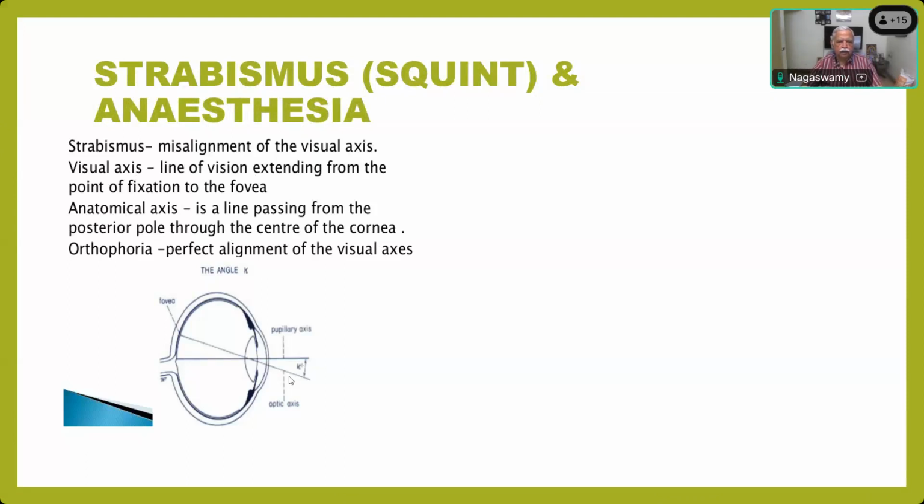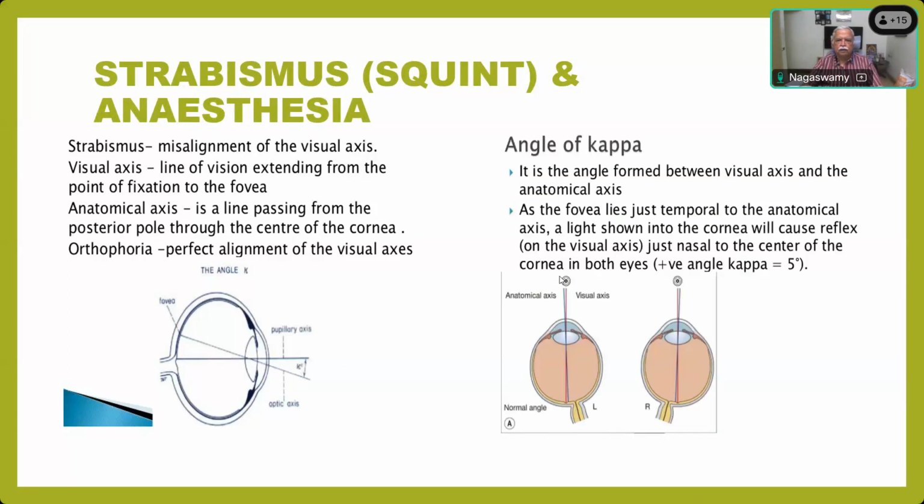So you can see there are two lines. This is the anatomical axis. This is the visual or optic axis. So there is a small angle between them. This is called the angle kappa. This is the angle formed.